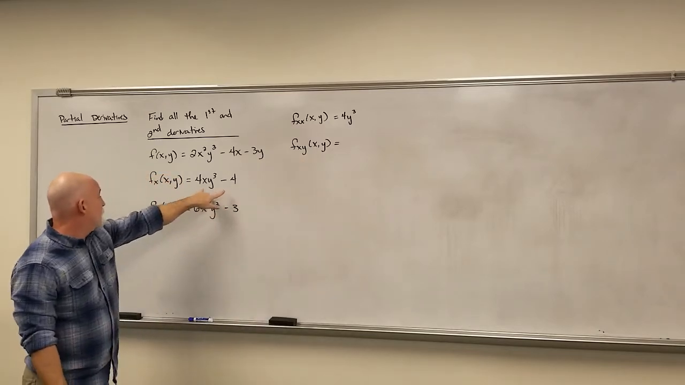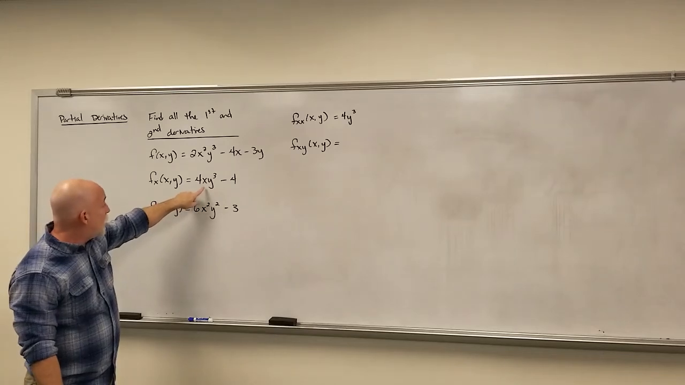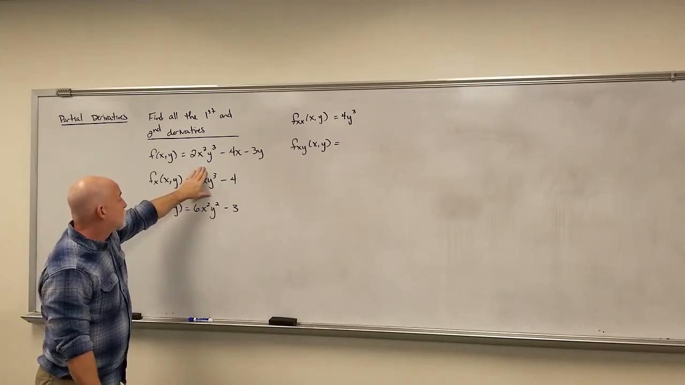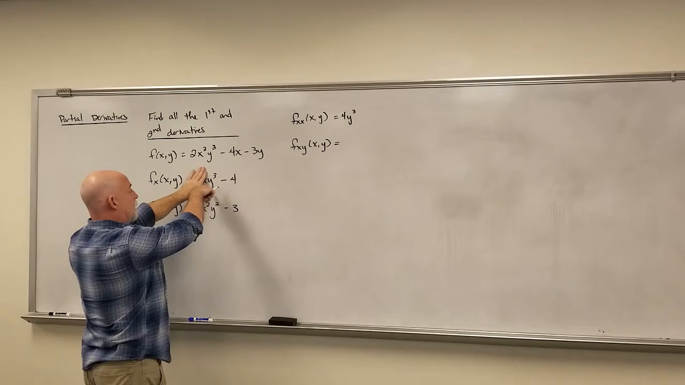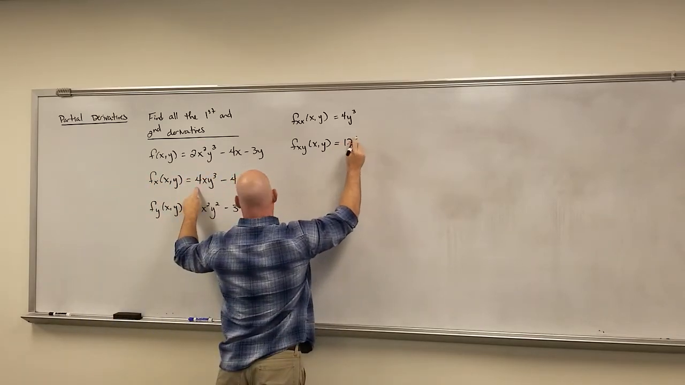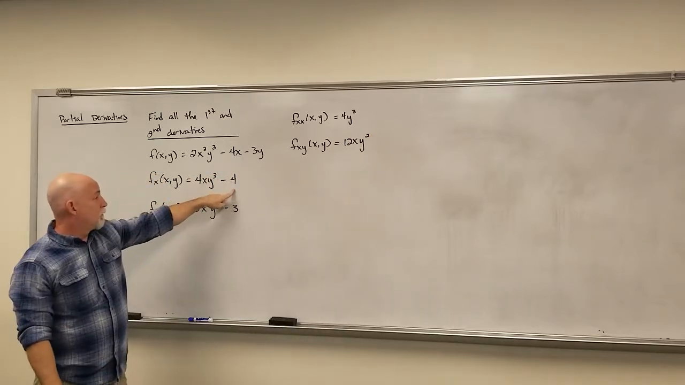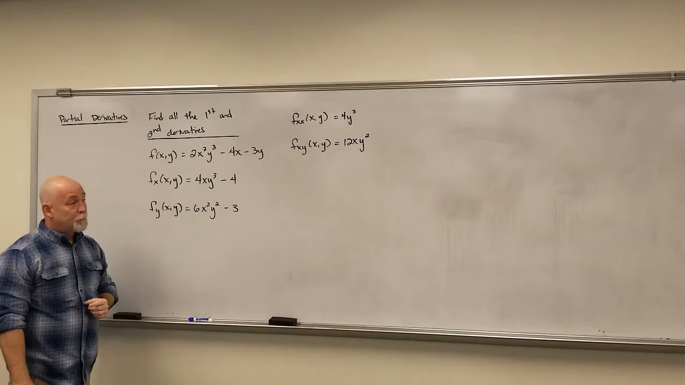So I'm looking at this line right here. This is f sub x. I'm taking the derivative with respect to y. So 4x is a constant. So the derivative of just y cubed is bring down the power, take 1 away from the power. So when I bring down the power, it gives me 12x y squared. And the derivative of a constant is 0.